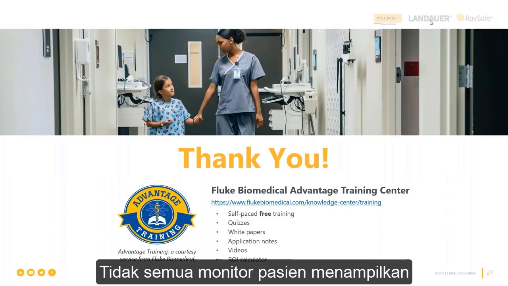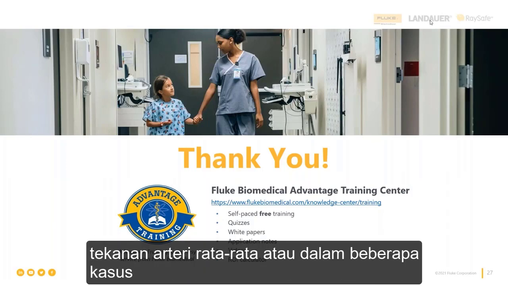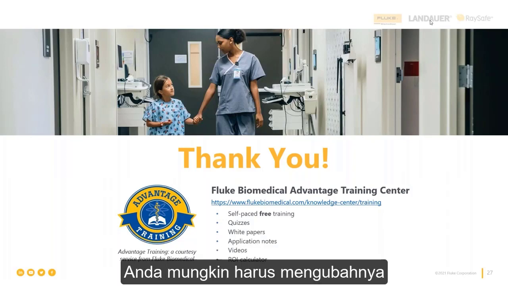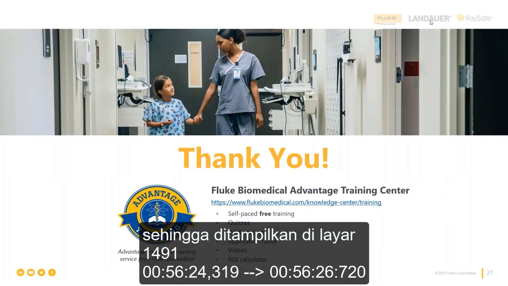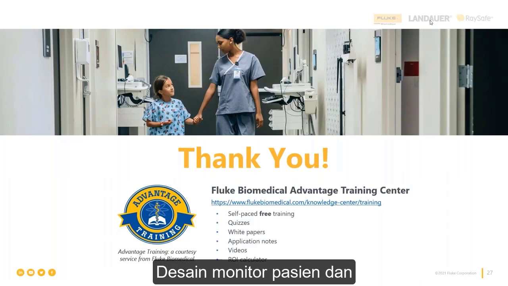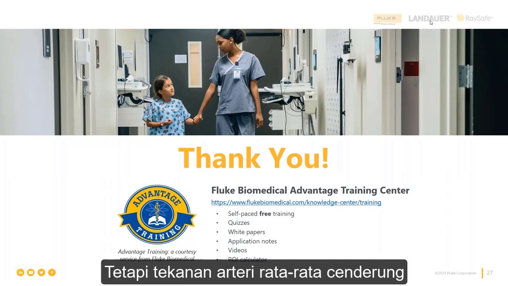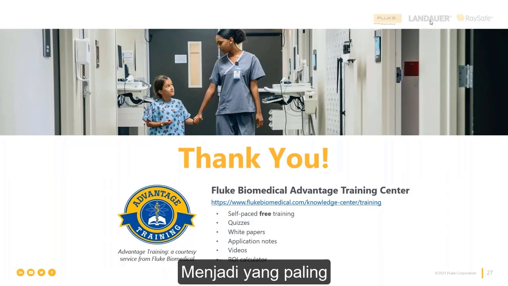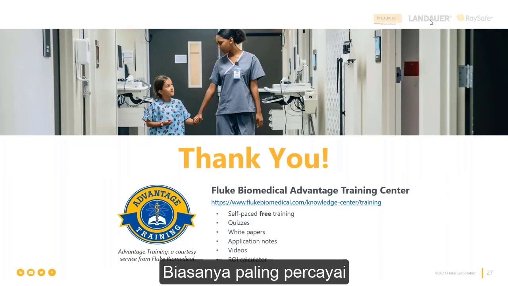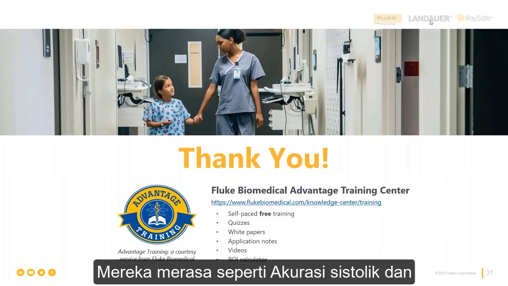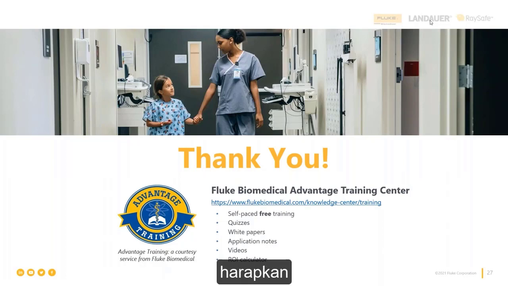Not all patient monitors display the mean arterial pressure, or in some cases you may have to turn that on so that it's displayed on the screen. So there are some dependencies in the design of the patient monitor and the NIBP portion of it and how it gets displayed. But the mean arterial pressure tends to be the most stable. It's the one that the clinician can usually depend on the most, no matter whether they feel like the systolic and diastolic accuracy is where they expected it to be.